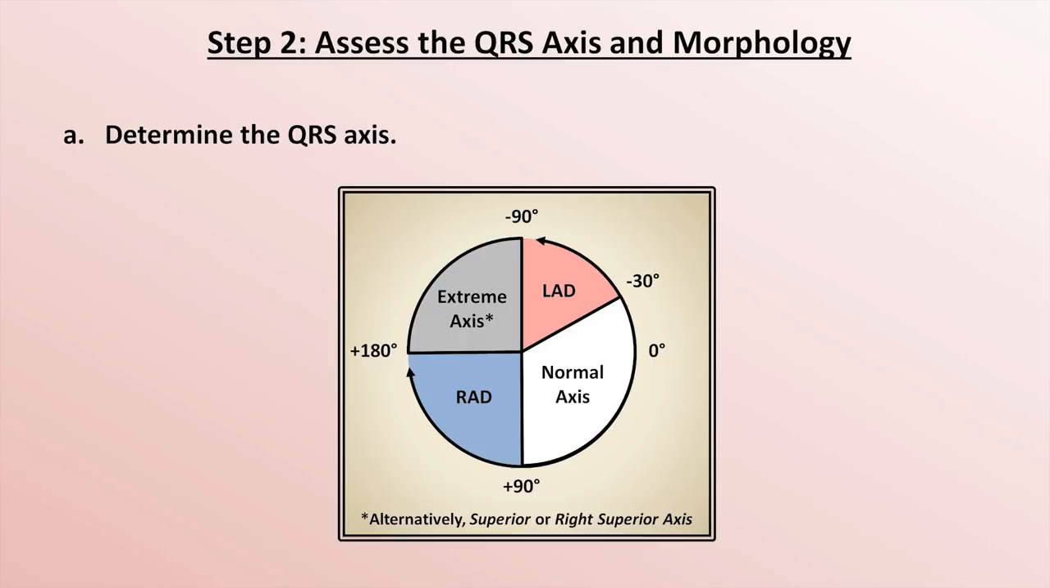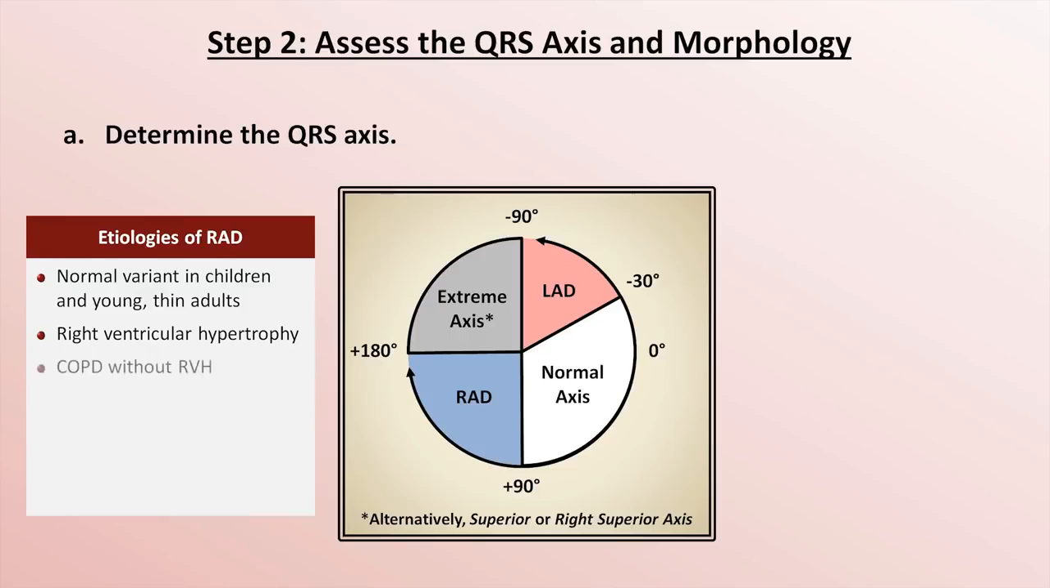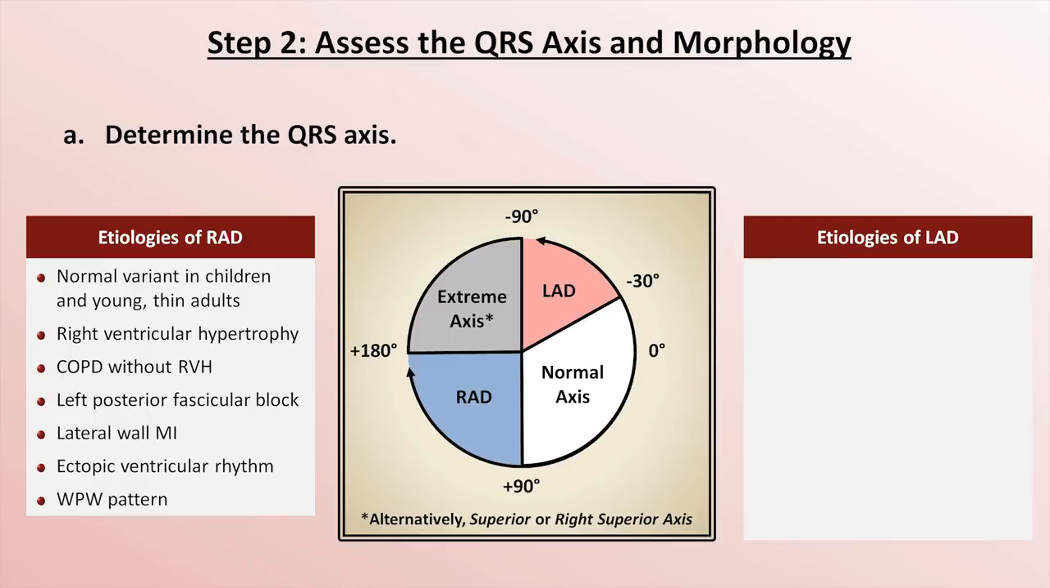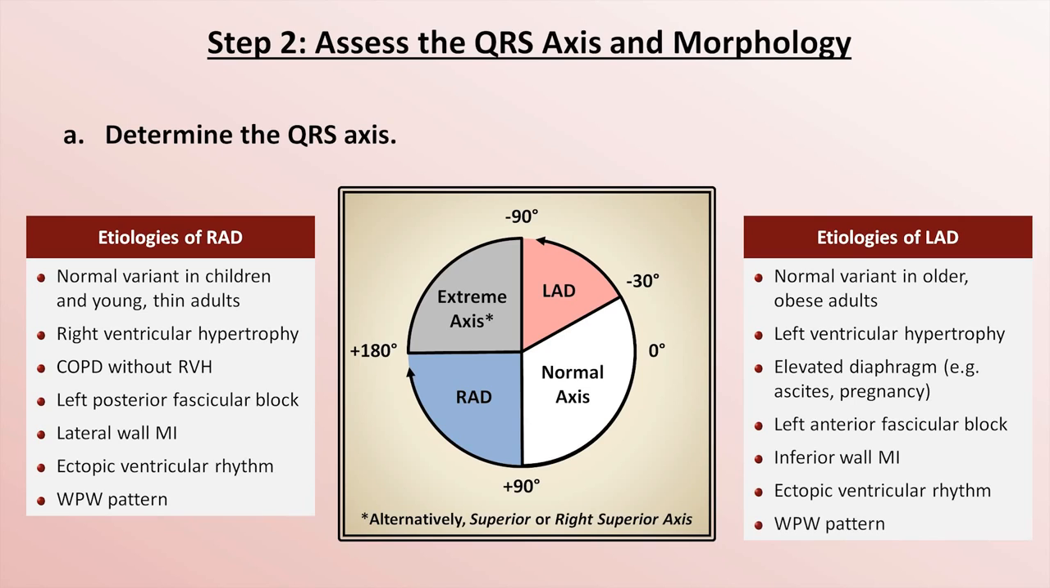The etiologies of axis deviation are many. Right axis deviation can be a normal variant in children and young thin adults, RVH, COPD in the absence of RVH, left posterior fascicular block, a lateral wall MI, an ectopic ventricular rhythm, or the Wolff-Parkinson-White pattern. Left axis deviation has analogous etiologies: normal variant in older obese adults, LVH, an elevated diaphragm for any reason such as marked ascites or pregnancy, left anterior fascicular block, an inferior MI, an ectopic ventricular rhythm, and once again WPW.